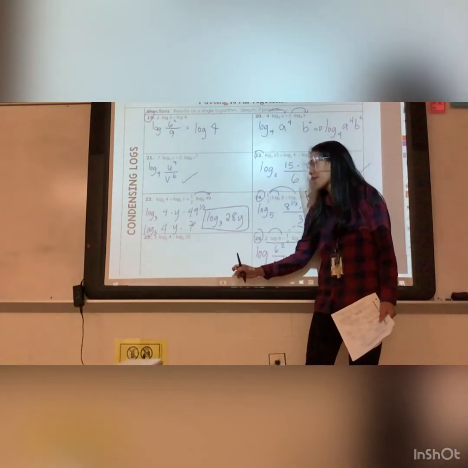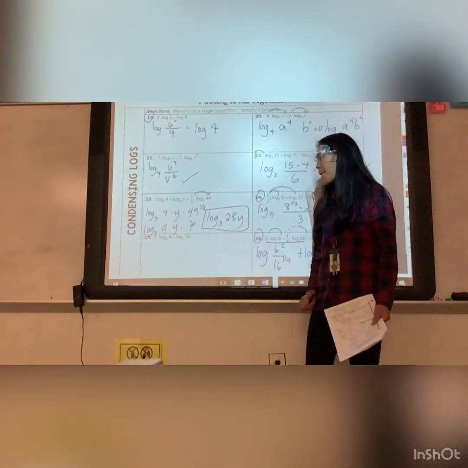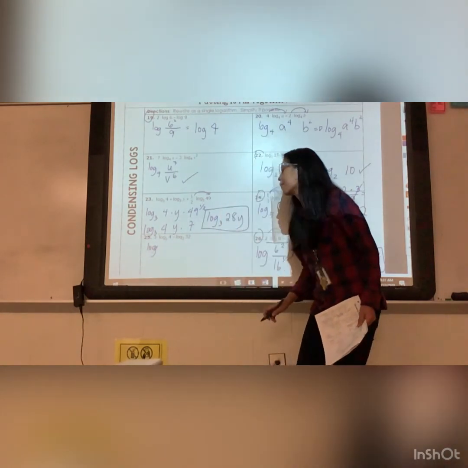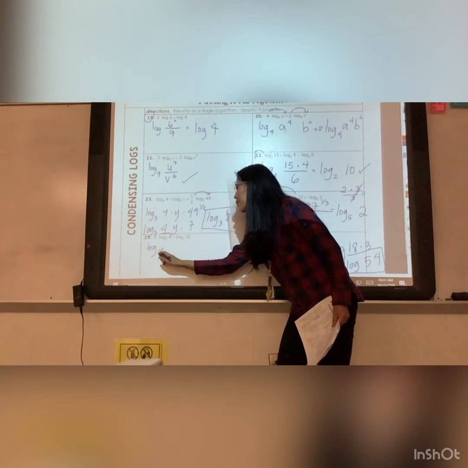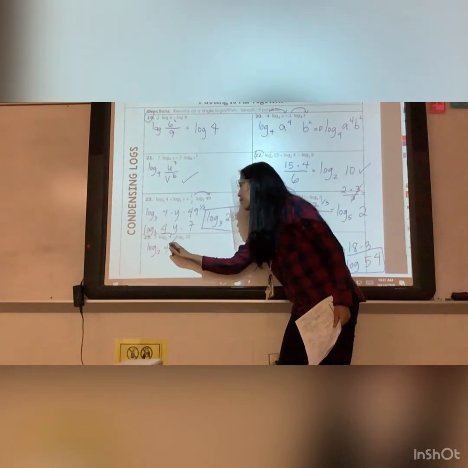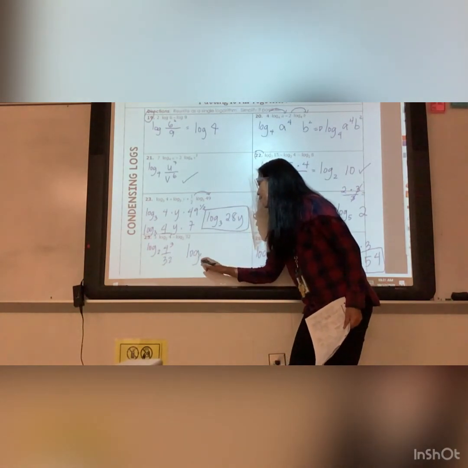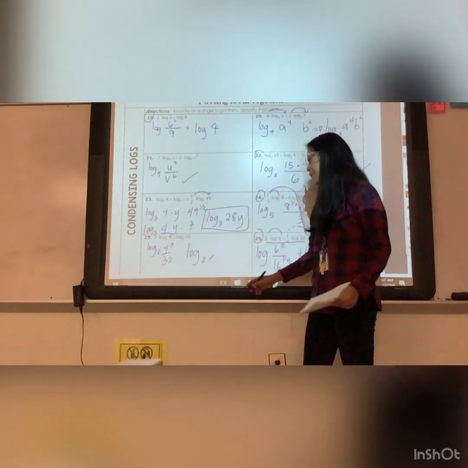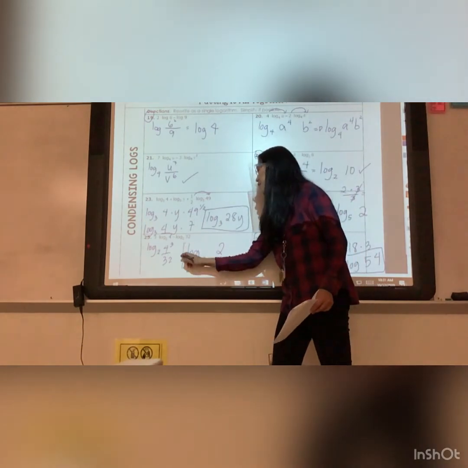Okay? Let's have the last one. Do we have exponents here? Yes. So what are we going to do? Move it. Okay. So log base 2 of 4 to the 3rd divided by 32. Okay, answer please. That'll be 4 log base 2 of 2. That's it. Log base 2 of 2.